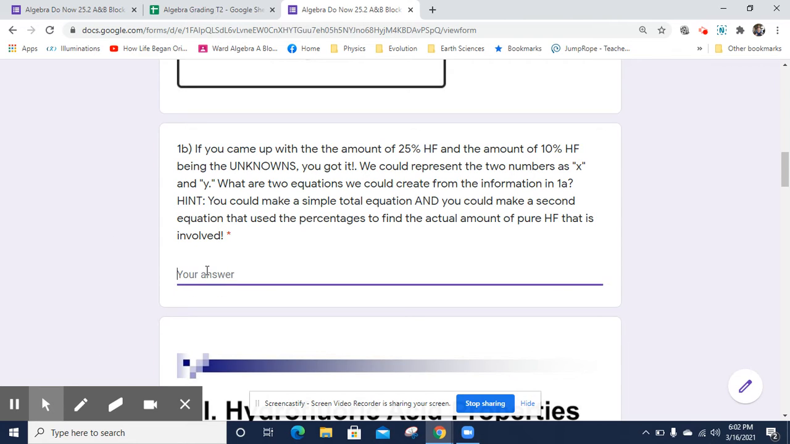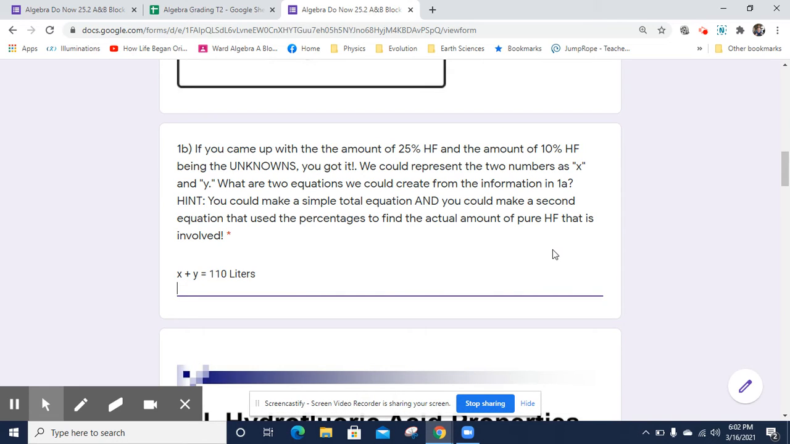So we can represent those as X and Y, and there are two equations we can make. I'm going to do the simple one first. We know that you want 110 liters, and some of those liters are the 25% liters, and some of those are the 10%. So X plus Y equals 110 liters. All right, now the other equation is a little trickier.